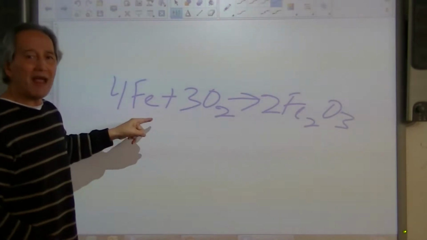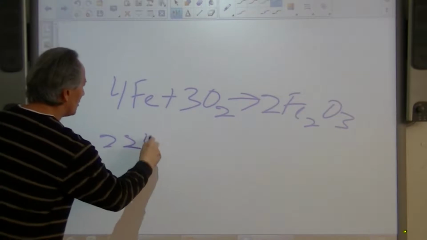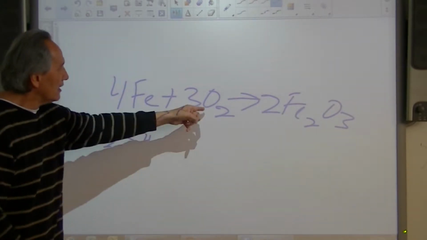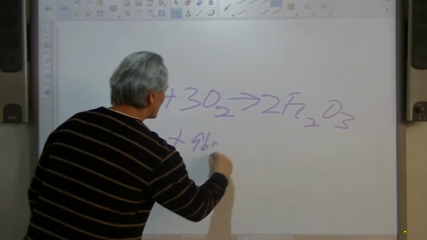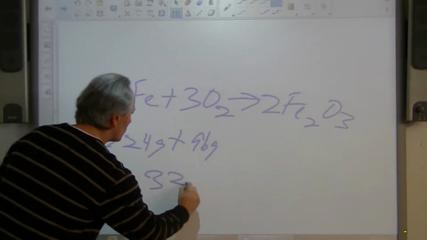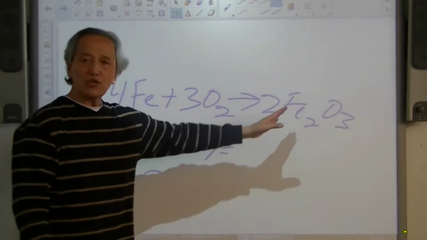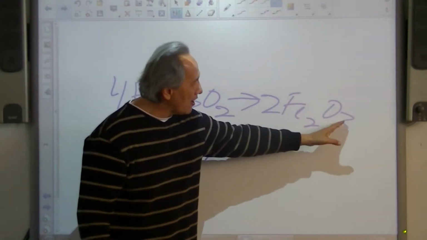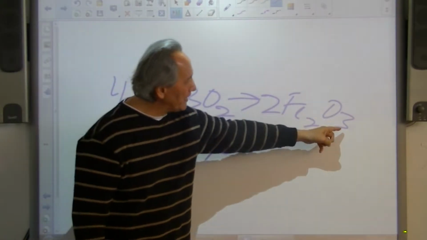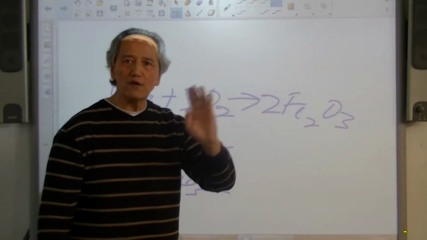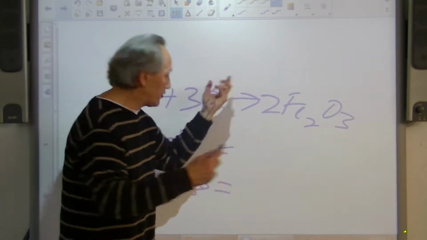If I do the molar mass of iron, I'll get approximately 4 times 56, which is approximately 224 grams of iron. If I take the oxygen, O2, 32 times 3 gives me approximately 96 grams, which totals 320 grams on the reactant side. Let's go ahead and take the product side. I'm going to take the iron 3 oxide, one molar value: 2 times 56 is 112, 3 times 16 is 48. 112 plus 48 gives me approximately 160, times 2 gives me 320.